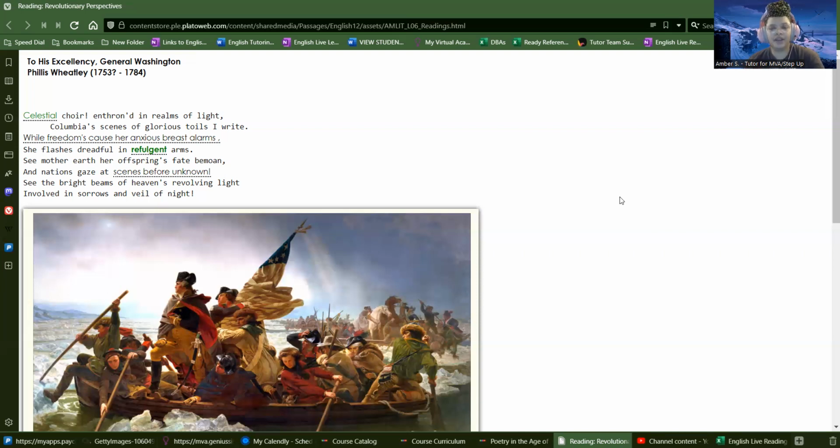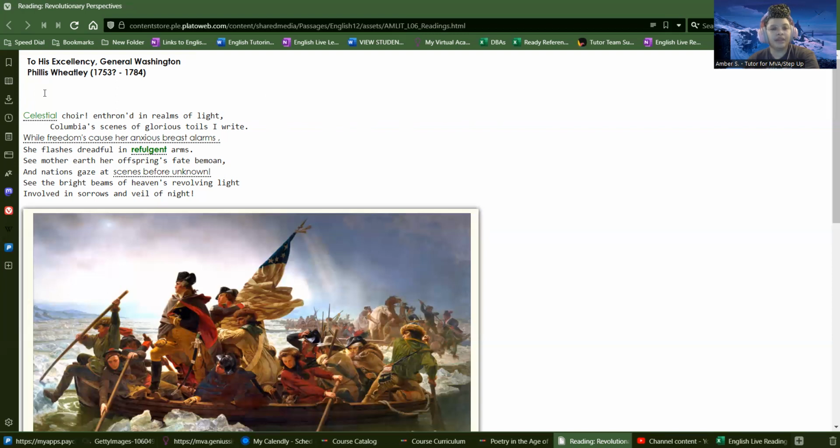Okay. So if you haven't been able to tell, this poem is also written in couplets. So these are pairs of rhymes, lines that rhyme, just like the example that we looked at from slide, I think that was slide 12.